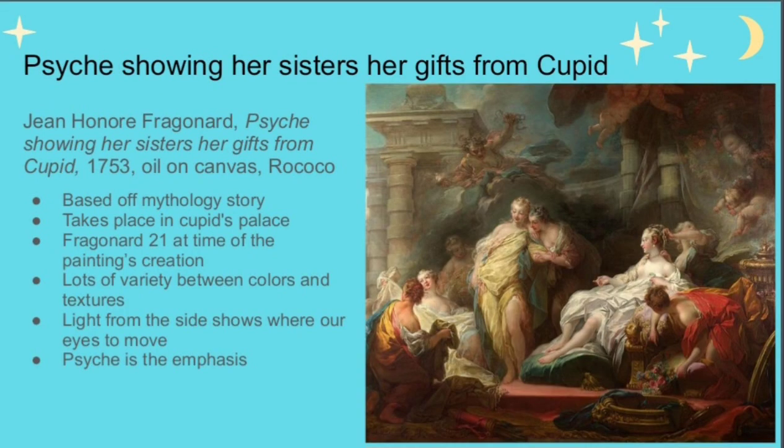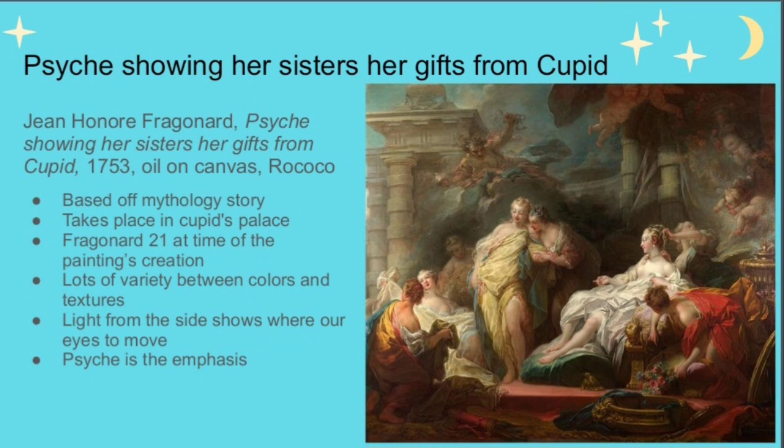So the first art piece that we will be discussing is Psyche Showing Her Sisters Her Gifts from Cupid. This was created by Jean Honoré Fragonard, and it was created in 1753. Its medium is oil on canvas and it is in the Rococo art movement. Fragonard was 21 years old and in school at the time of the painting's creation, so he was pretty young when he made this piece.